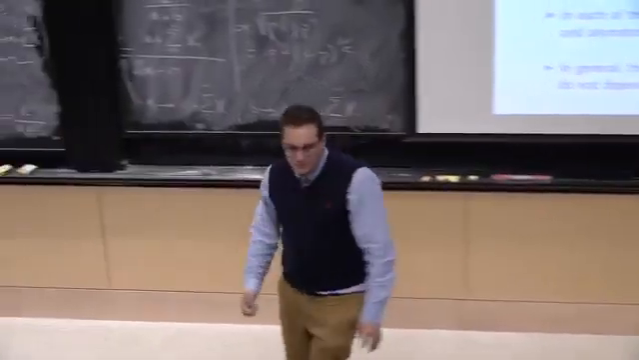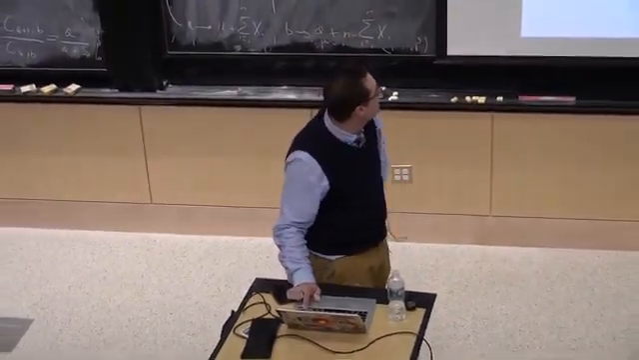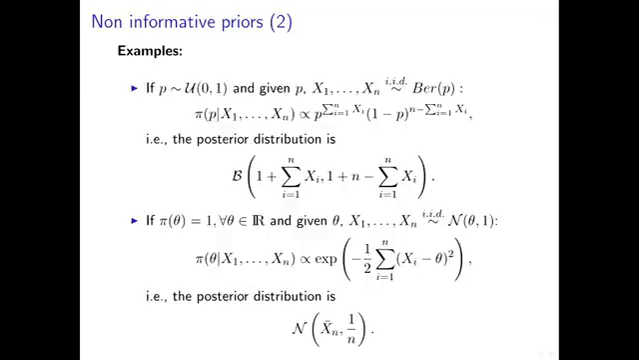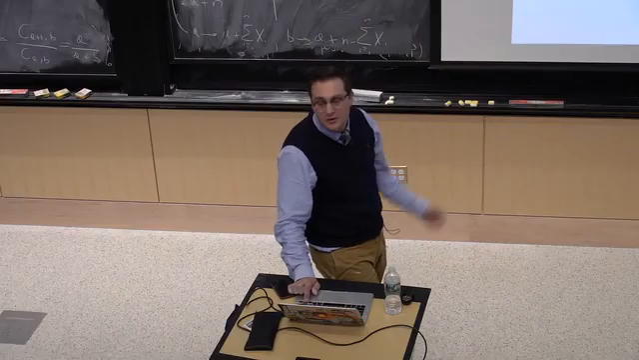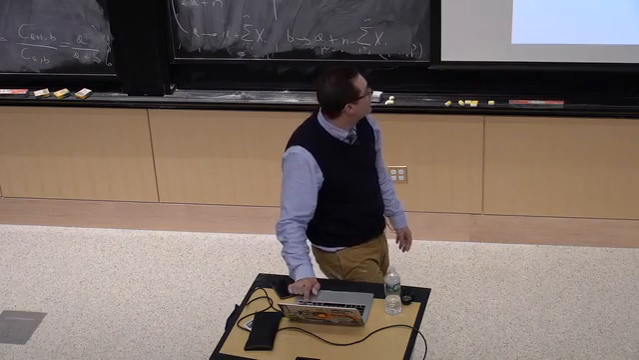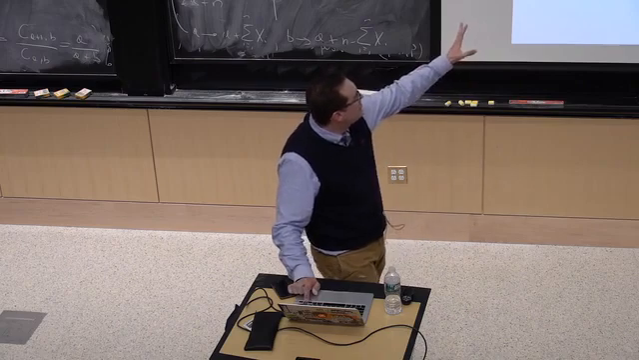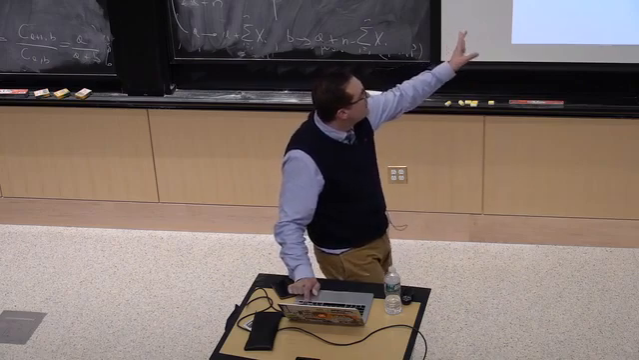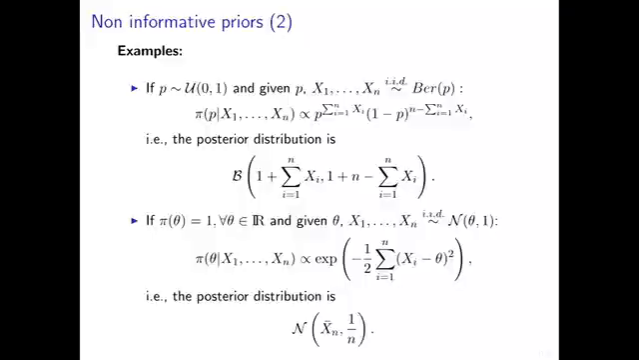Okay, and in the second example, here we actually computed the posterior to be this guy. Here I can just read off what the expectation is, right? I don't have to actually compute the expectation of a Gaussian. It's just xn bar. And so in this case, when I have a non-informative prior for a Gaussian, then I have basically xn bar.